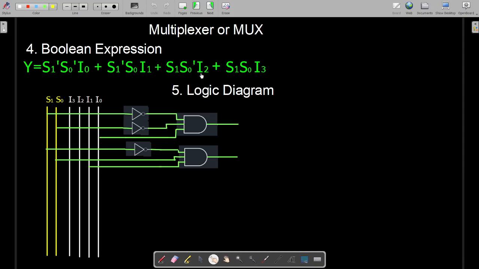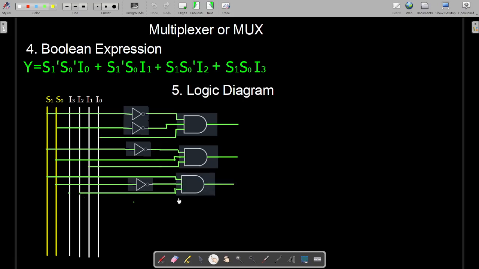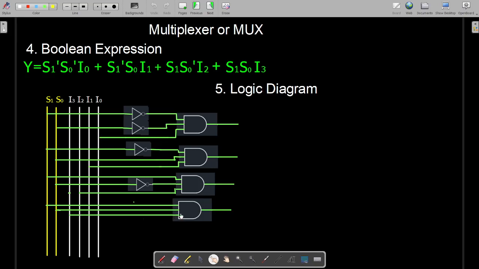Then the third combination is S1, S0 dash. So we take the connection from here. S1 is direct connection. Then out of this S0, it is inverted since it is S0 dash. Then the third is taken out of this I2. Then they are ANDed together. So we got the third combination. Then the final combination is S1, S0, I3. So we take the connection from S1, S0, and then I3. Then they are ANDed together here, right? So we got all these terms separately.